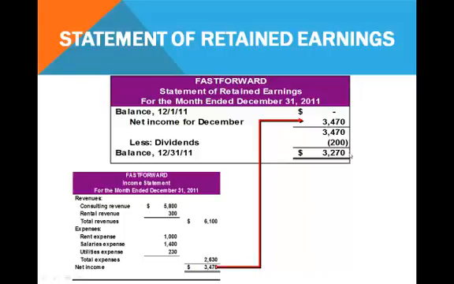Why is this 200 in parentheses? Because we're subtracting. Dividends decrease retained earnings, right? So our total retained earnings at the end of the month is $200 less because we paid some of those earnings out. We didn't retain those $200. We paid them out to the owner. So now we know the balance in retained earnings. This amount is going to appear on the balance sheet. This amount right here, $32.70, is going to appear on the balance sheet in the equity section.